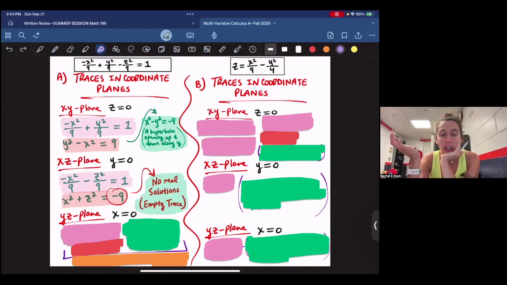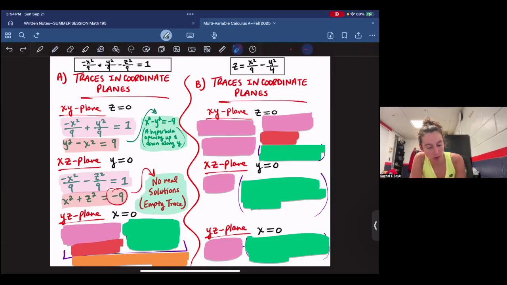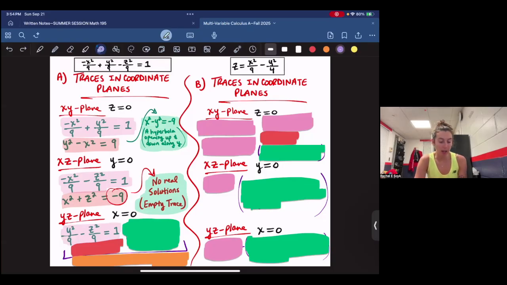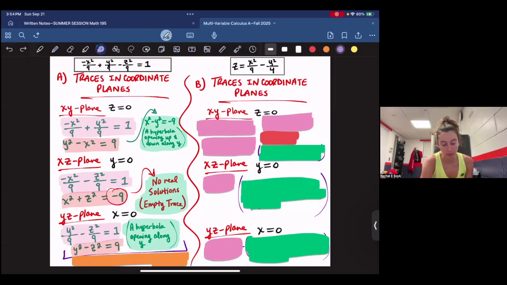And then finally, let's take a look at our YZ plane where x is equal to 0. When we have x equals 0, this whole thing up here cancels out. And so we're looking at y squared over 9 minus z squared over 9 is equal to 1. Multiply both sides by 9, and we get y squared minus z squared is equal to 9. And so this gives us a hyperbola opening along our y. So the full surface, once again, as stated on that previous slide, is a hyperboloid of 2 sheets along our y.